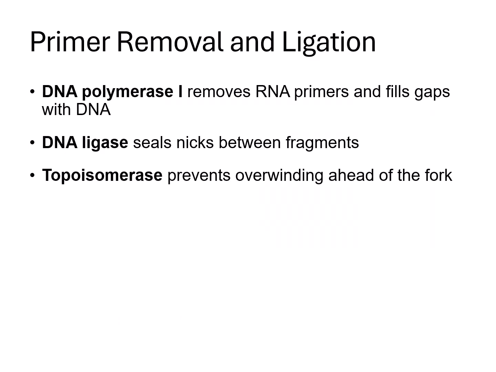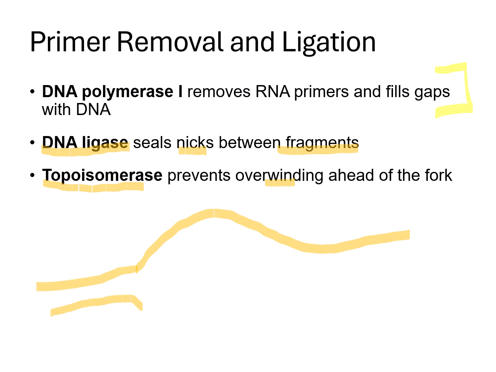All right, so I just mentioned it's DNA polymerase number 1 that removes the RNA primer and fills up those gaps with DNA. Then DNA ligase comes in and it seals the nicks between those Okazaki fragments. Topoisomerase is also involved to prevent overwinding at the edges of the fork. So remember I showed you kind of like a bubble. Topoisomerases will work on the edges to make sure there's no overwinding.